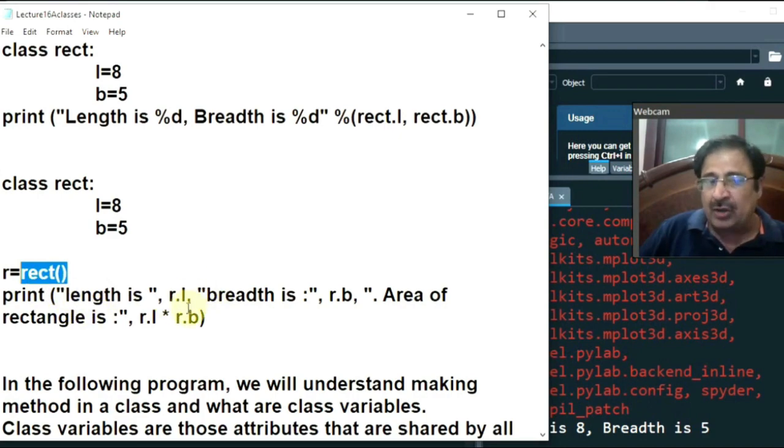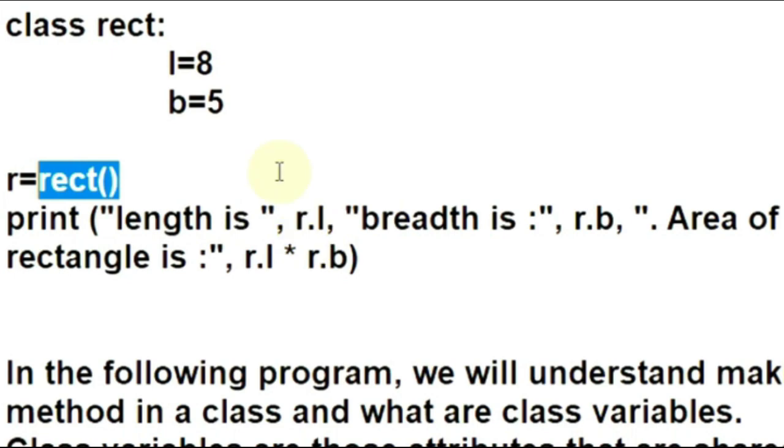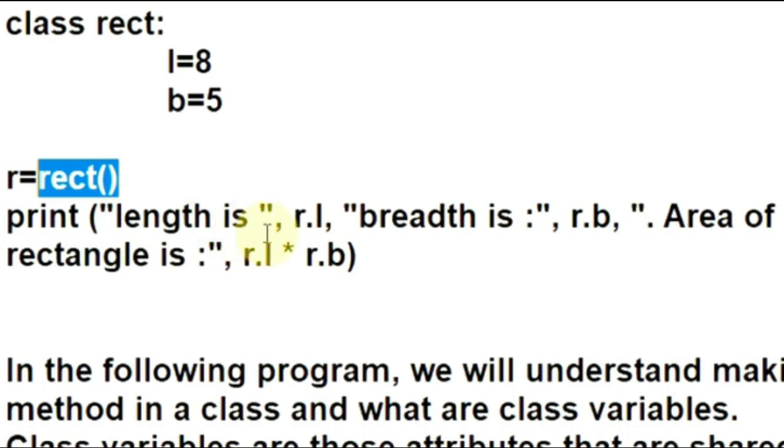You are displaying something. Length is R.L. The value of L of R object is 8. Breadth is R.B. The value of B attribute of R object is 5. Area of rectangle is, and you are displaying the multiplication of the two. 8 into 5 is 40.